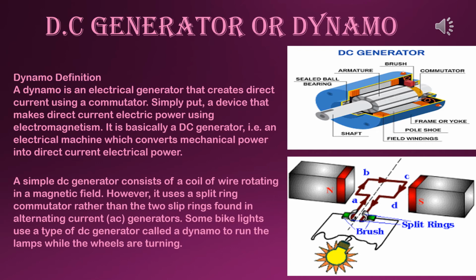So what is the working mechanism of this generator? When the coil of the generator rotates in the magnetic field, potential difference is induced in the coil. This induced potential difference gives rise to flow of current to the load, always in the same direction.